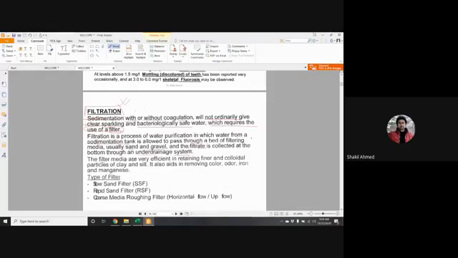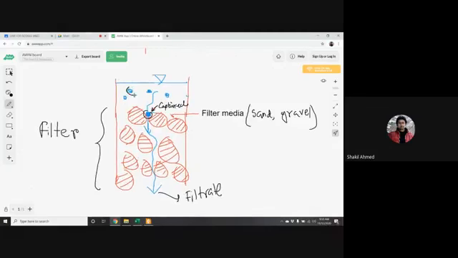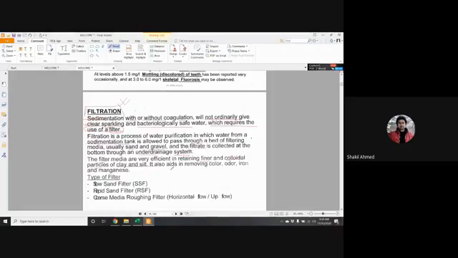The filter media are very efficient in retaining finer and colloidal particles of clay and silt. It also aids in removing color, odor, iron, and manganese. So you can also remove iron and manganese using this filter media.